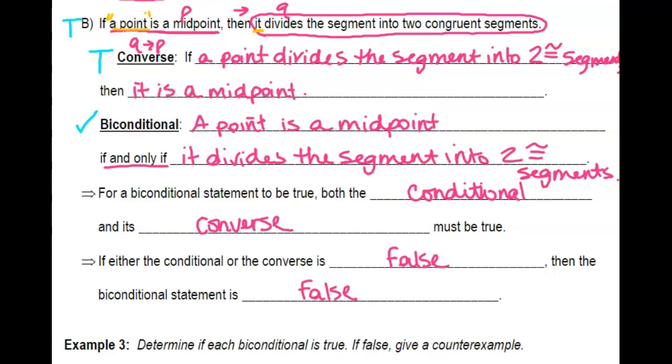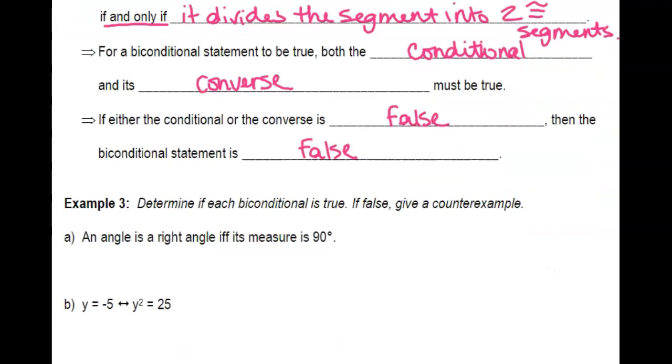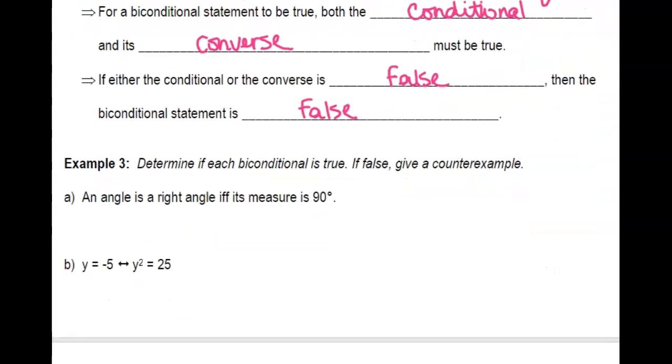So let's look at example 3. Example 3 says, determine if each biconditional is true. So determine if it's true, and if it's false, you need to give a counterexample. I realize underlining the entire question does absolutely nothing, so please don't underline the whole question like I did. So example 3A says that an angle is a right angle if and only if its measure is 90 degrees.